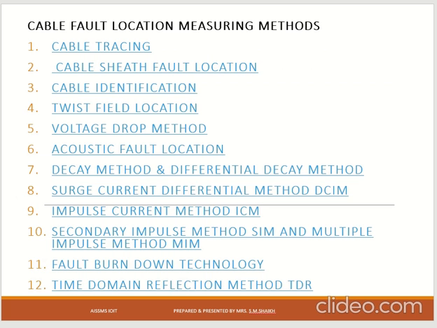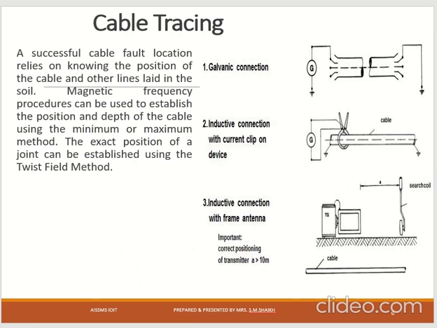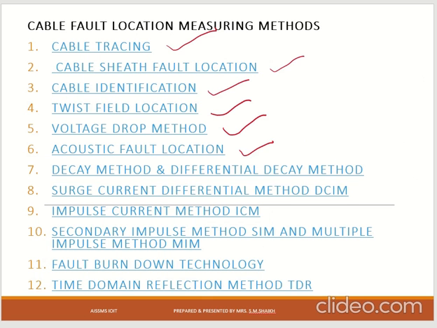Now let us see the cable fault location measuring methods. Since cables are laid underground, first of all it is very important to have a method for tracing of cables. So cable tracing is the most important one, followed by cable sheath fault location method, cable identification, twist field location, voltage drop method, acoustic location method, decay method and differential method. Then we have surge current differential method, DCIM, impulse current method, ICM, secondary impulse method, SIM, and multiple impulse method, MIM, fault burn down technology, and time domain reflection method, TDR.